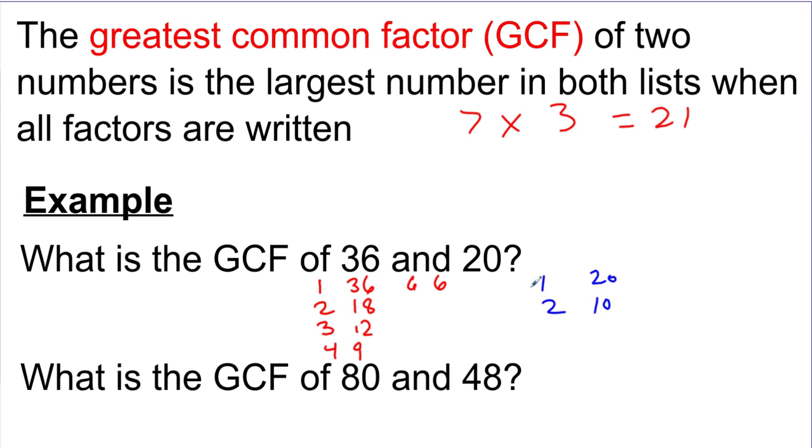3 is not a factor. 4 and 5. Right, and that's it. That's all I got. Okay, so I'm going to look at these two lists and I'm going to say, what is the largest number that is showing up in both lists? So I'm going to start off with the big one.